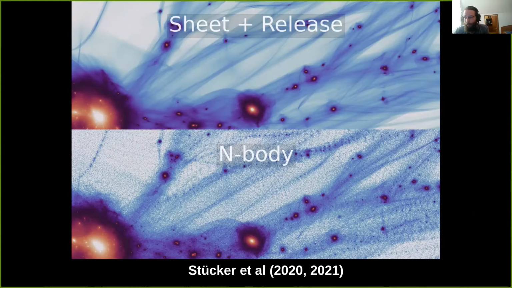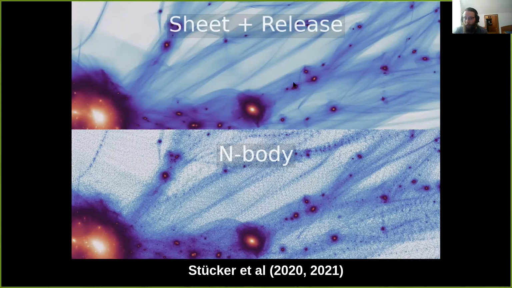In the bottom panel, you see a warm dark matter simulation, which has been run with the n-body simulation method. You see that it forms way less small structures than a cold dark matter universe would. But at the same time, you still see that it forms a lot of these small regular structures in filaments. And those halos are not physical objects, but just numerical artifacts of the n-body simulation scheme.